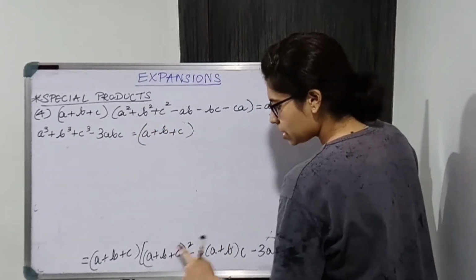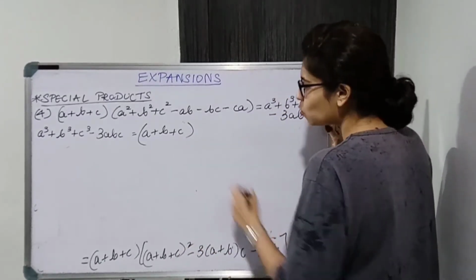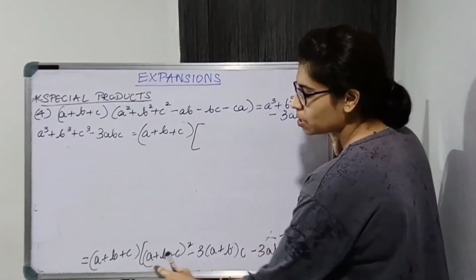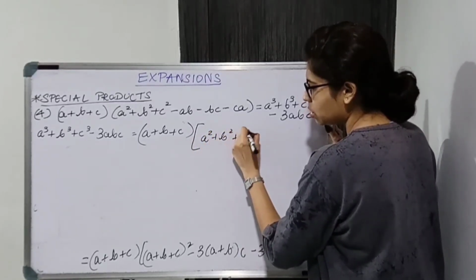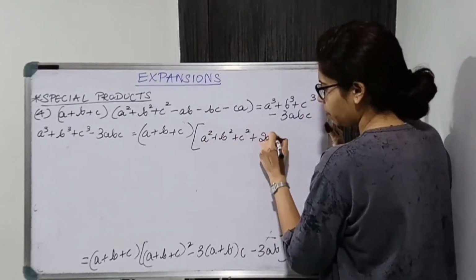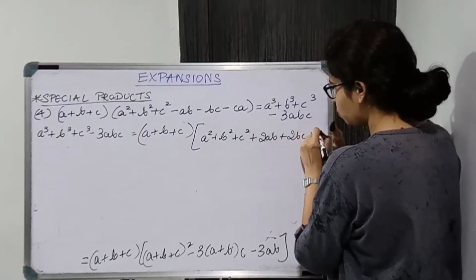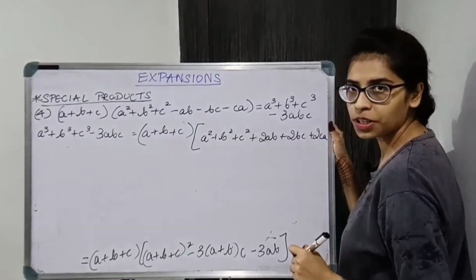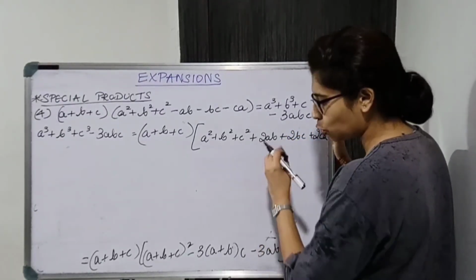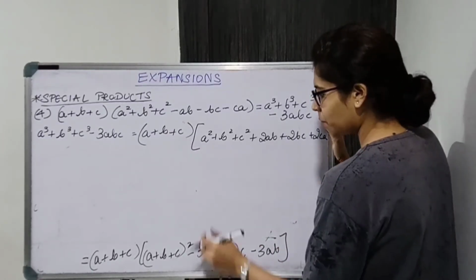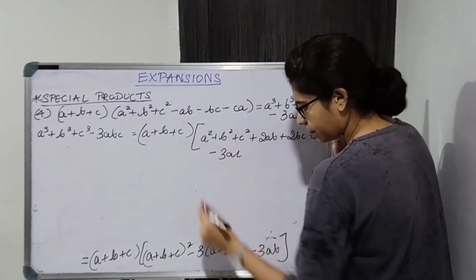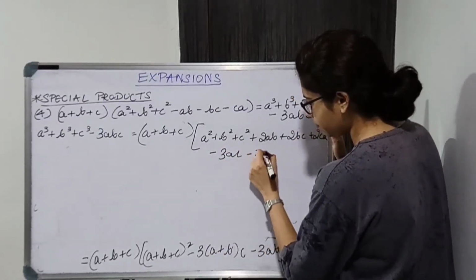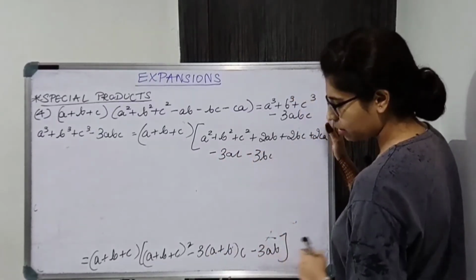Now a plus b plus c the whole square. What is it, students? A plus b plus c the whole square is a square plus b square plus c square plus 2ab plus 2bc plus 2ca. You need to know these identities if you want to derive the formula. Minus 3ac, minus 3bc, minus 3ab.